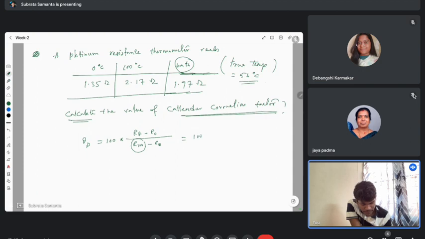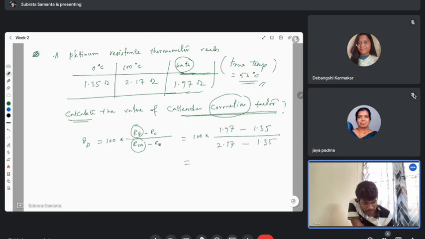So if you know that 100 times theta, so you do not know the bath temperature, right? Initially we do not know the bath temperature, we have calculated the correction factors. So this is the true temperature, right? We are actually calculating the bath temperature, and the deviation from the true temperature is actually the correction. So 100 times theta, the resistance of this bath temperature is 2.17, minus R0 is 1.35 at 0 degree centigrade. Now our hundreds is 2.17 minus 1.35. Just quickly calculate and tell me the answers.